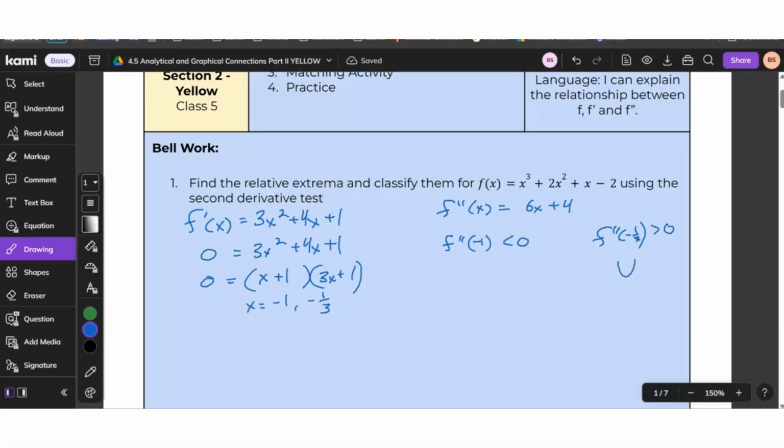So if it's positive, it's concave up. If it's negative, it's concave down. Therefore, I can classify these. So if -1 is concave down, what is that? Max. This is a relative max. And this one here is a relative min. Okay?